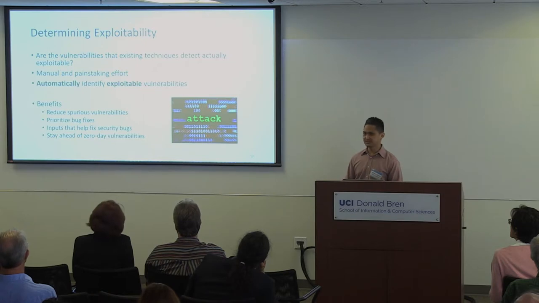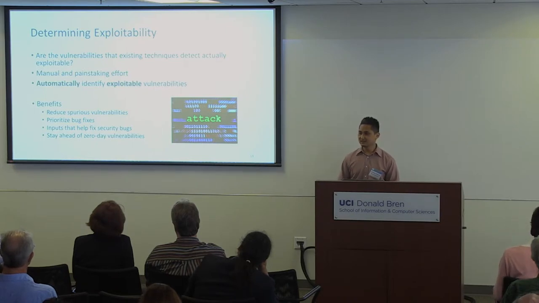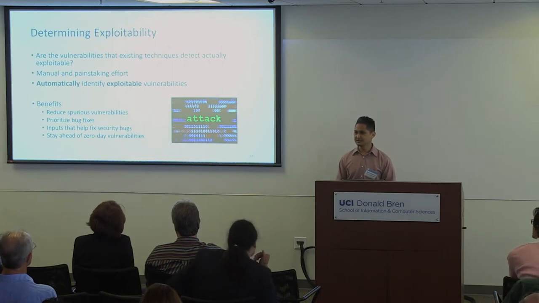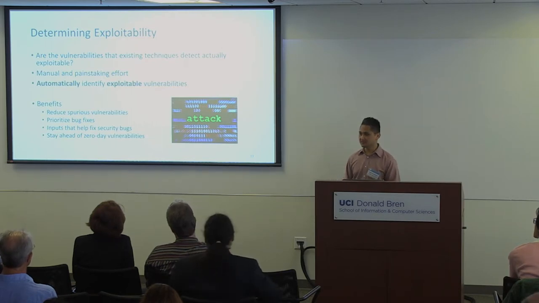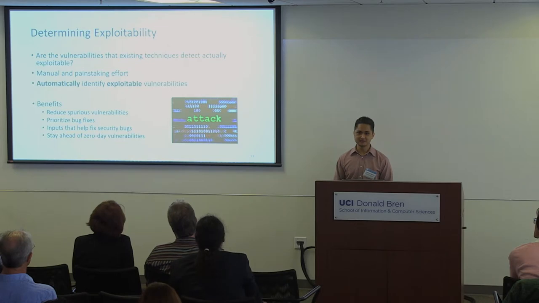And that's for a variety of reasons. We'd be able to reduce spurious vulnerabilities, so false positive vulnerabilities can be eliminated. We'd be able to prioritize bug fixes. So if you find a vulnerability that's exploitable, you probably want to go fix those first. If you have an exploit, that's an input that can help you actually fix those bugs. And of course, it's an arms race, so you want to be able to stay ahead of those zero-day vulnerabilities or zero-day attacks.